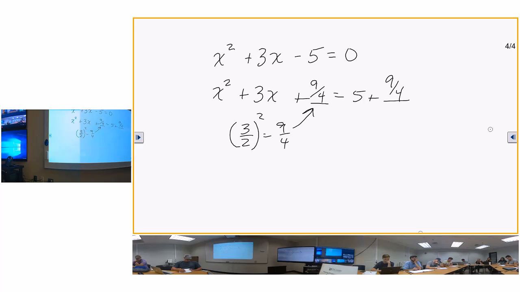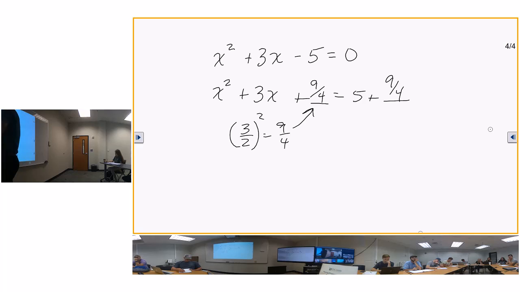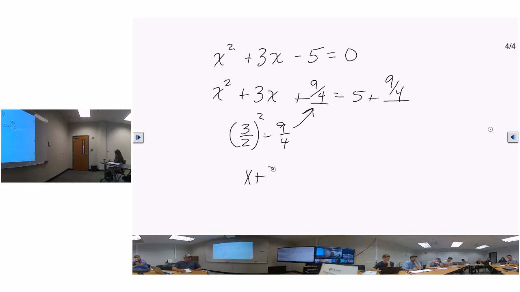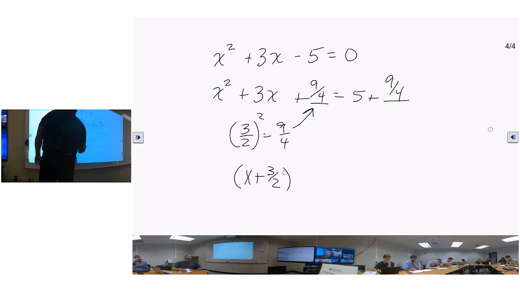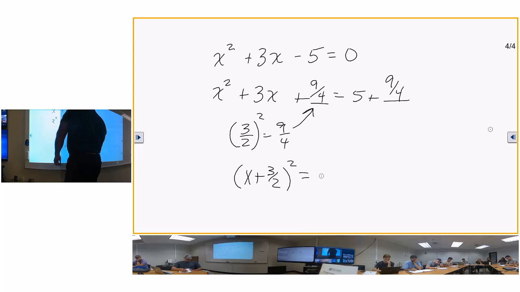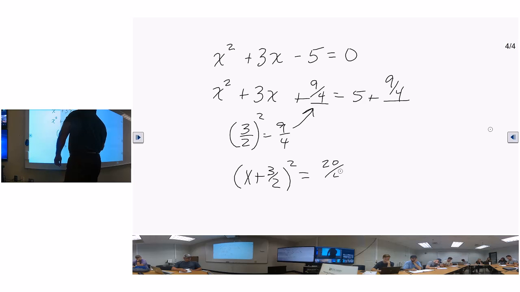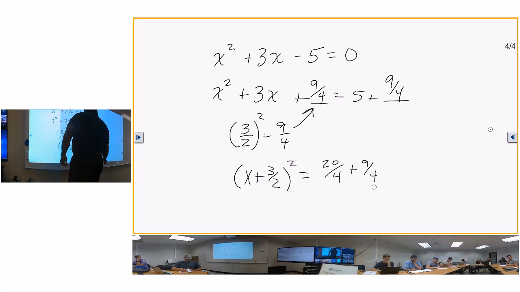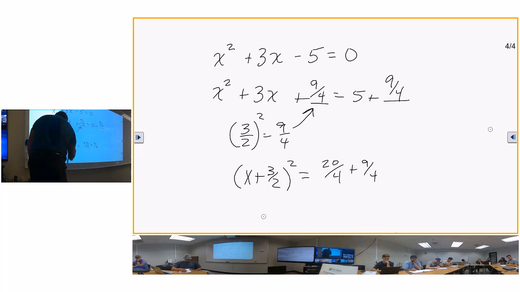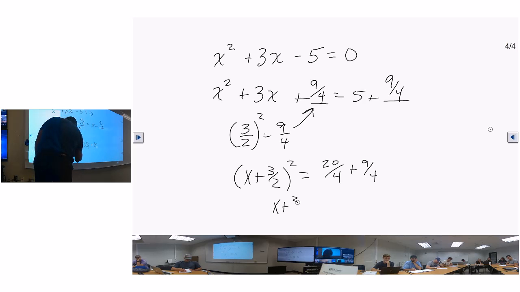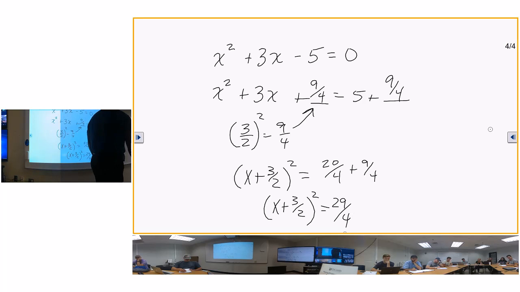And that will give you x plus 3 halves quantity squared is equal to 5 plus 9/4. And no, I'm not going to tell you where I got that, because you should know. X plus 3 halves to the 2nd power is equal to 29/4. And there you can find your vertex and solve. So keep going.